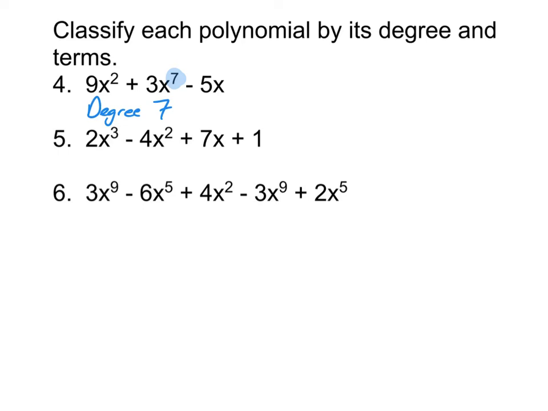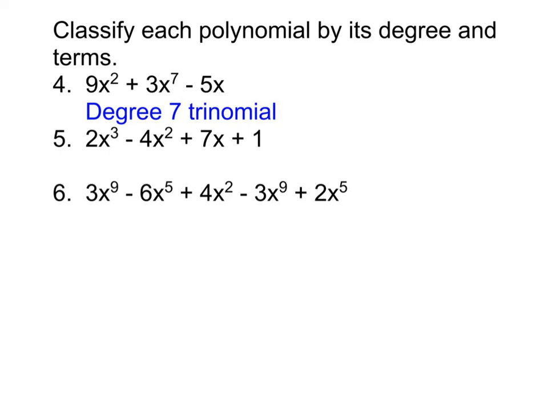Okay, so now it's just a question of a degree 7 what? Is it a degree 7 monomial, binomial, trinomial, what? And so we now count the number of terms, remembering that terms are separated by addition and subtraction, which means that I can count 3 terms in that one, which means then that this is going to be a degree 7 trinomial.